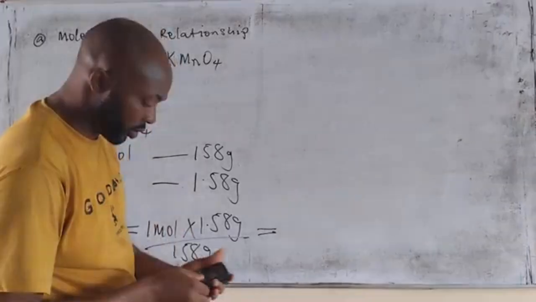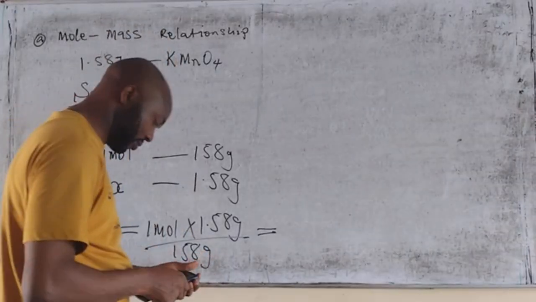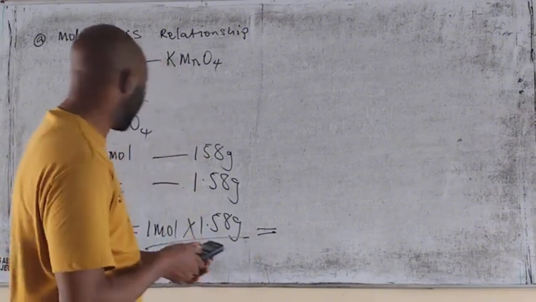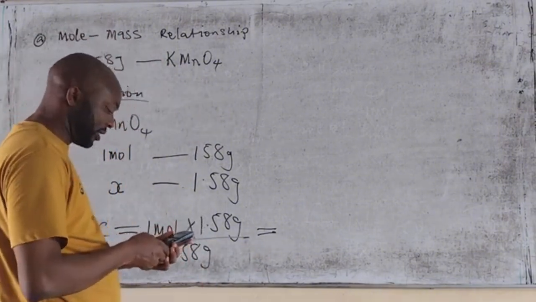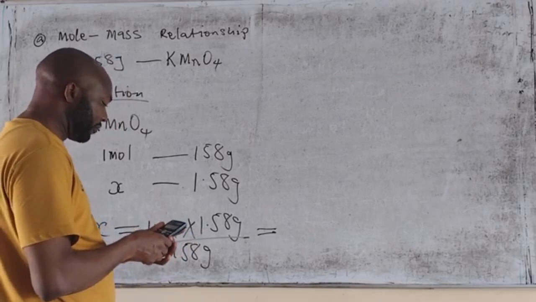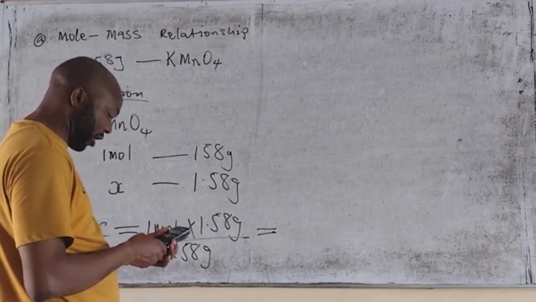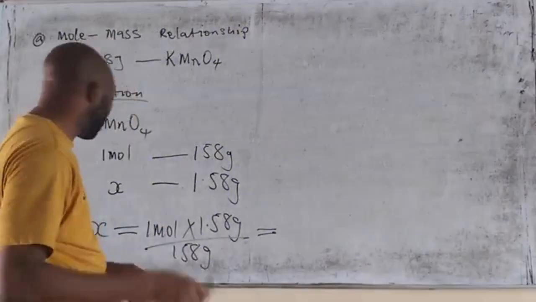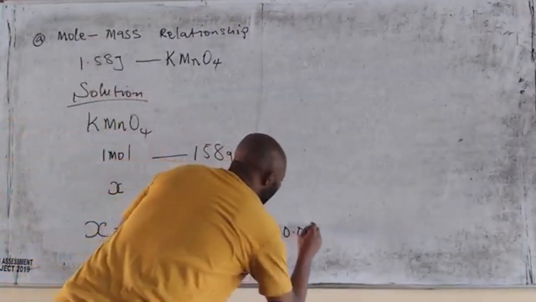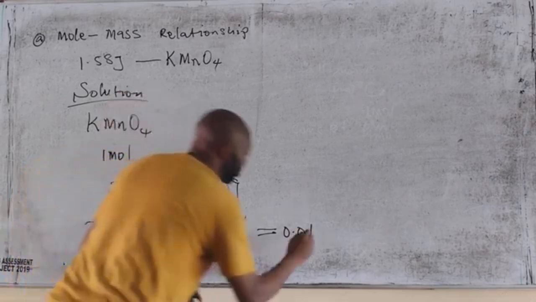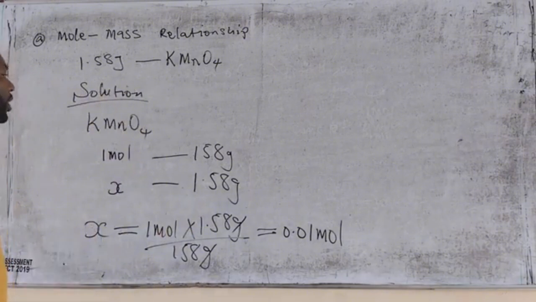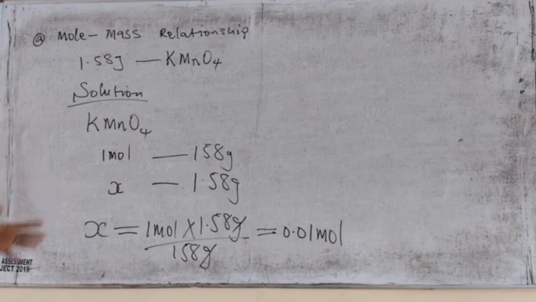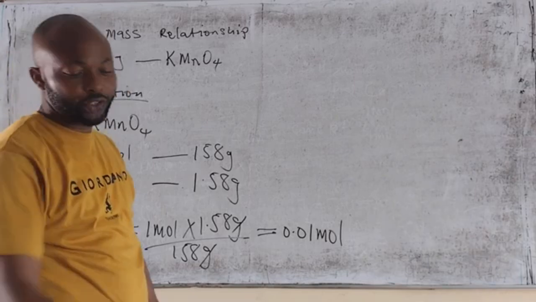and that is equal to, we have to use our calculator. 1.58 times 1 is the same, divided by 158, I have 0.01. So my answer is 0.01. What's the unit? Gram goes. I'm left with mole, 0.01 mole. So that is the first question we are calculating. It is a mole-mass relationship. Let's take question number 2.